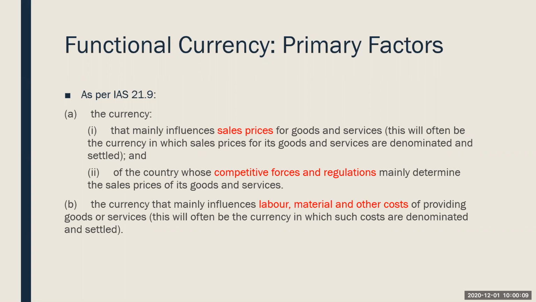The primary factors also are the currency that mainly influences the prices of labor, material, and other costs of providing the goods and services. And this is often the currency in which such costs are denominated and settled. So bottom line, we should first take a look at what is the currency in which an entity sells its goods and the currency in which it incurs labor, material, and other costs of operations.